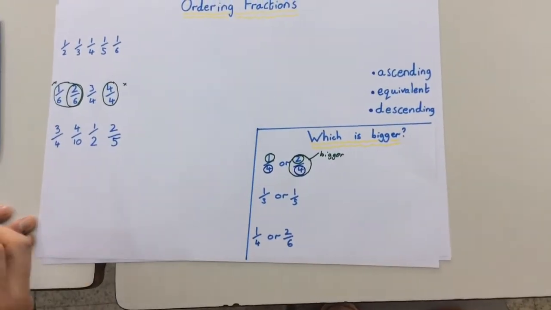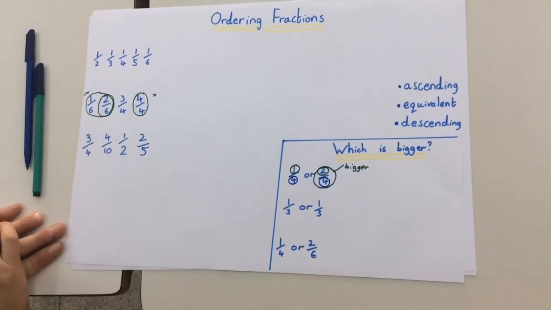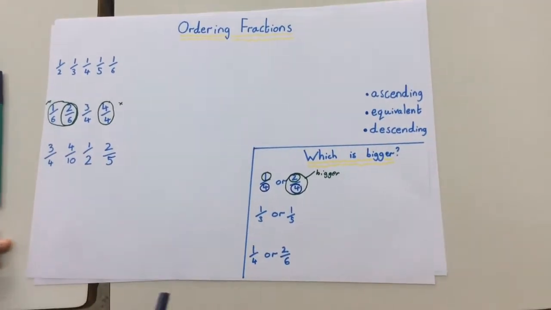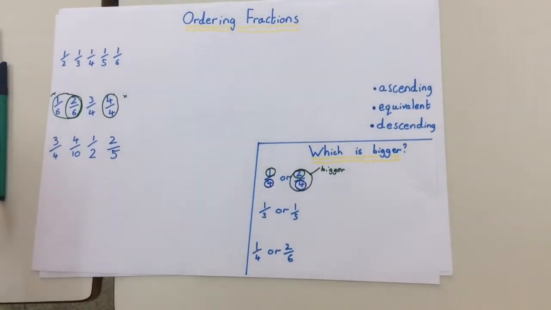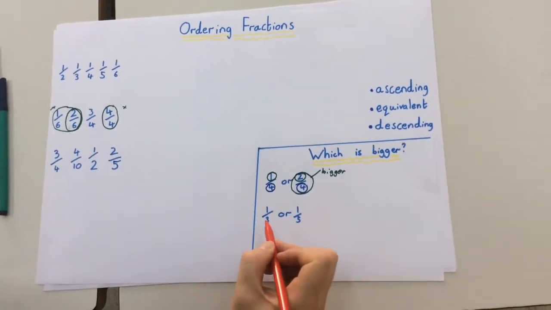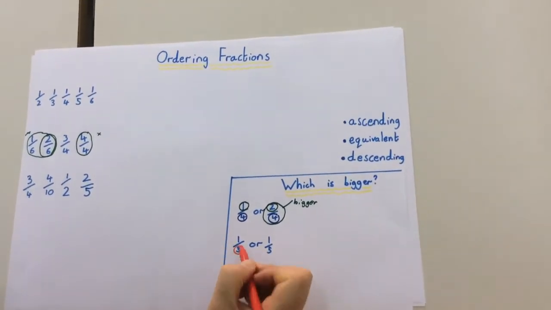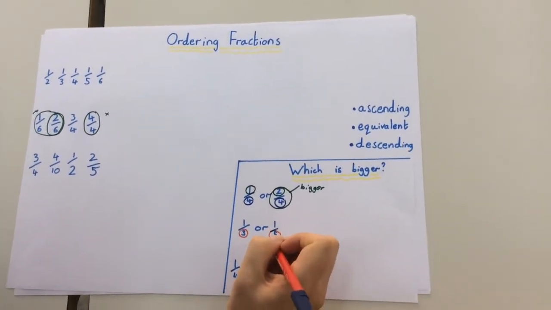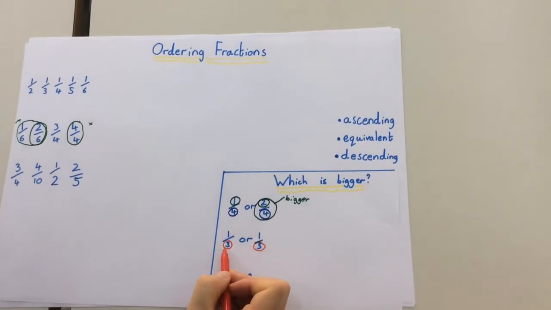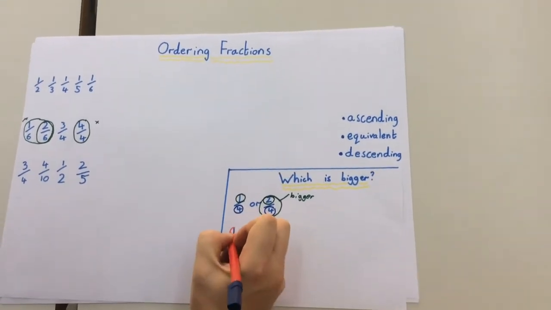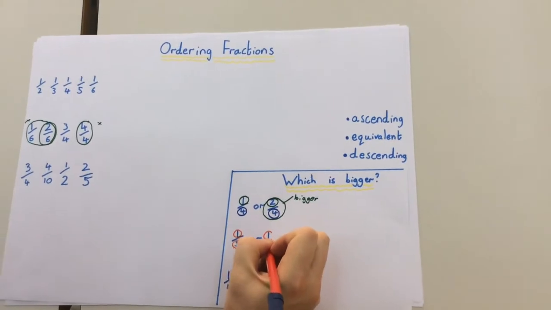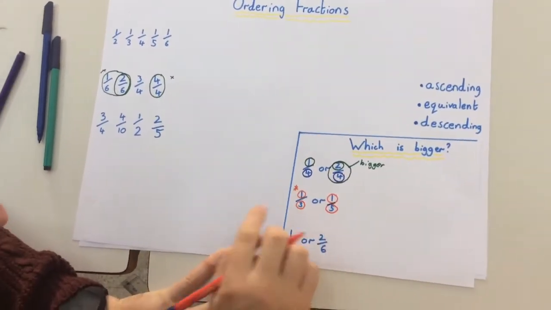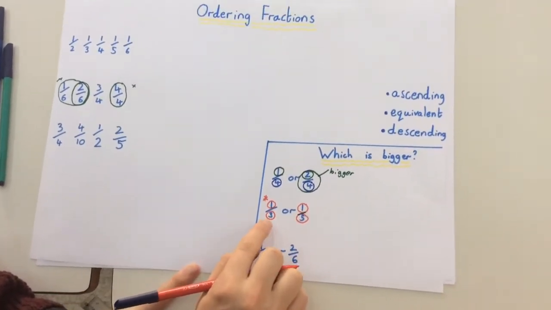1/3 or 1/5, which is bigger? Now people often see this and think, oh well, this one's bigger. But let's think about it. I've got something which is broken down into 3 parts. And this same pizza is broken into 5 parts. Well, if I break it into 3 parts, 1 part is going to be bigger than 1 part if it's broken into 5. So with these, this is bigger.